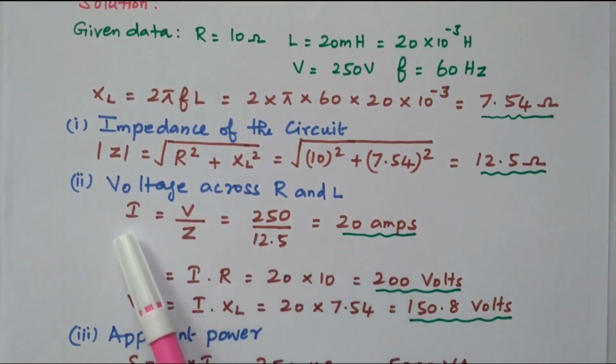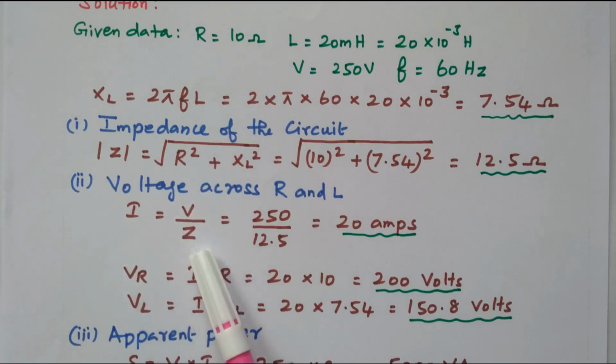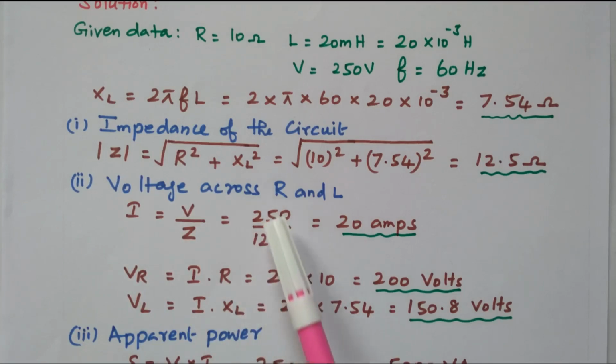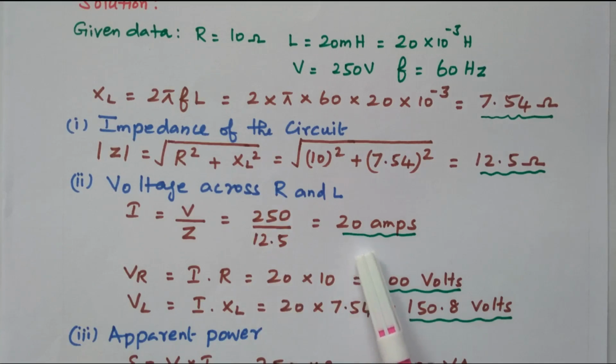Before finding that, first we will find the current flowing through the circuit. Because of the series circuit, the same current is flowing through the resistor as well as the inductor. So I equals V divided by Z, voltage divided by impedance. The voltage is 250, impedance is 12.5. By simplifying this we got 20 amperes. So the current flowing through the circuit is 20 amperes.